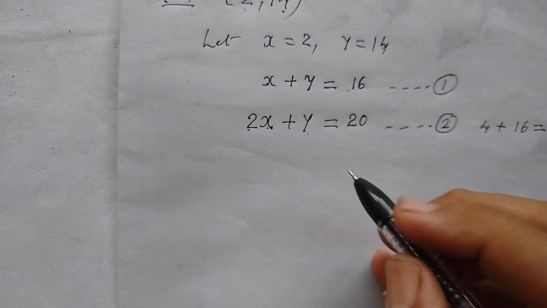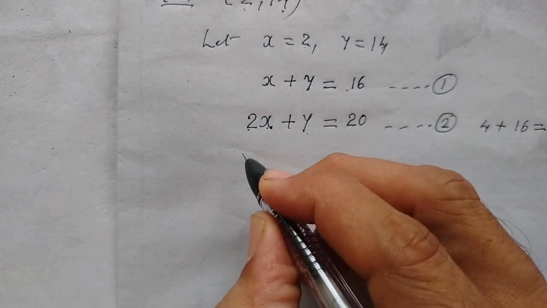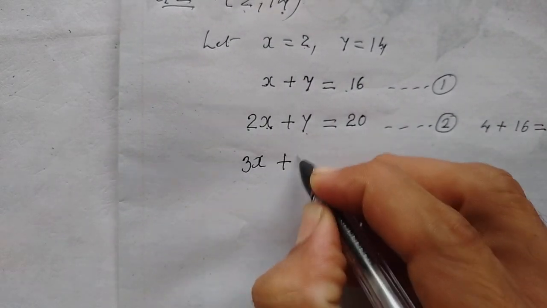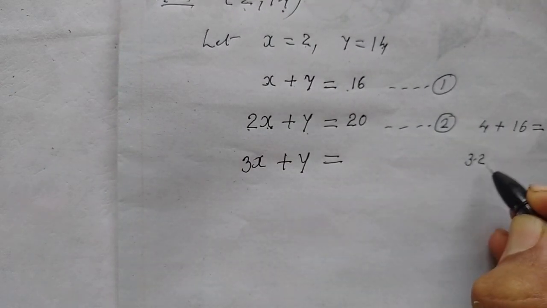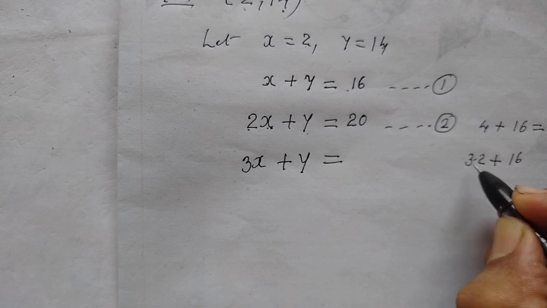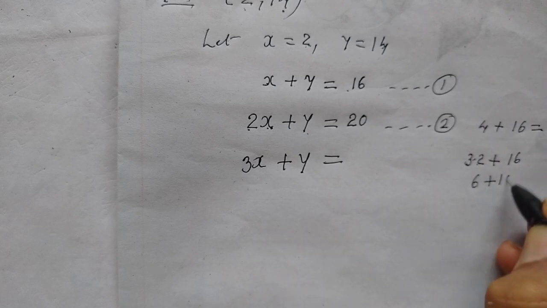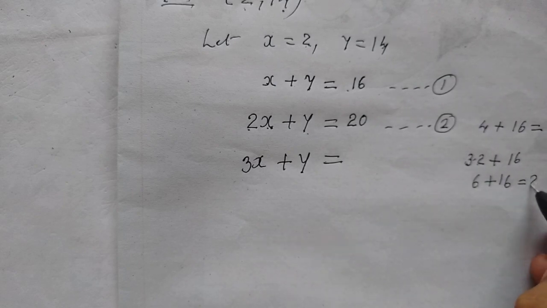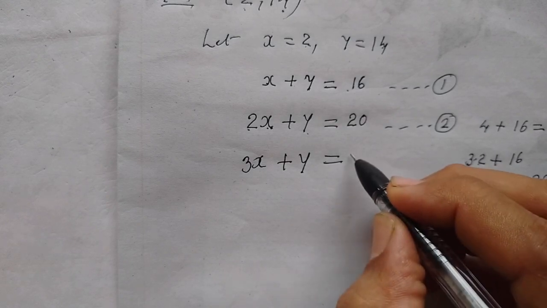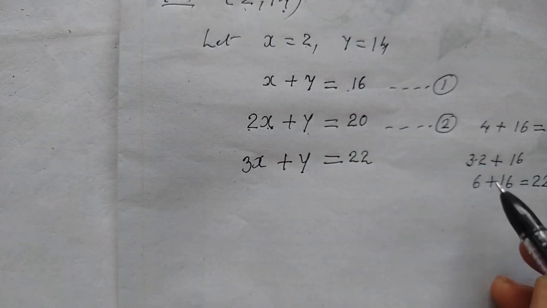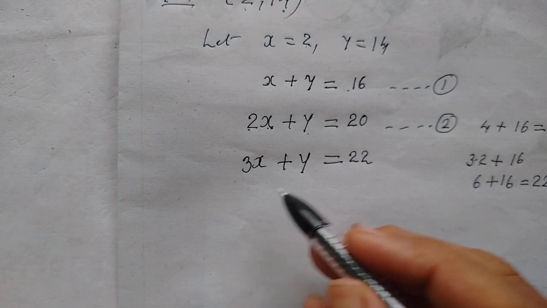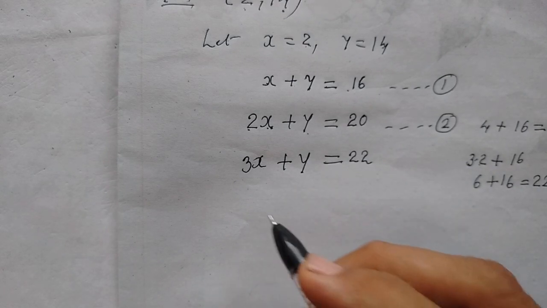Now children, a third equation also you can find out. Simply we take here 3x plus y only. So what will be there children? 3 into 2 plus 16. 3 into 2 what? 6 plus 16. 6 plus 16 means 22 children. So here you can take 22.